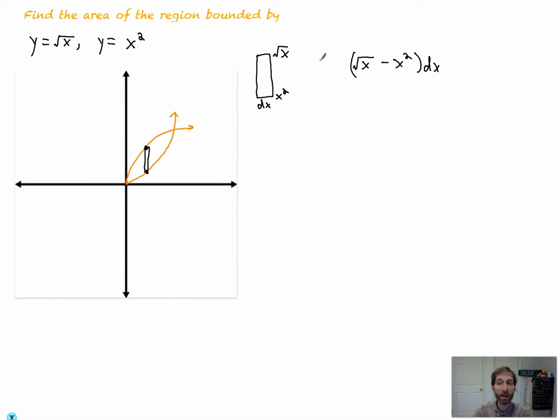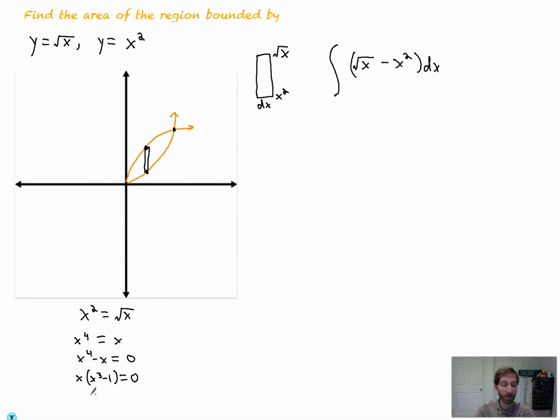Now I want to integrate it from what to what? Well, we actually have to set these two functions equal to each other to figure out where they intersect. Otherwise, we don't know what the bounds are. So I'll do that math here. x squared equals root x. I'm going to square both sides. I get x to the 4th equals x. I'm going to subtract over the x. Never divide both sides by an x, that gets rid of a 0. And you're left with x times (x cubed minus 1).